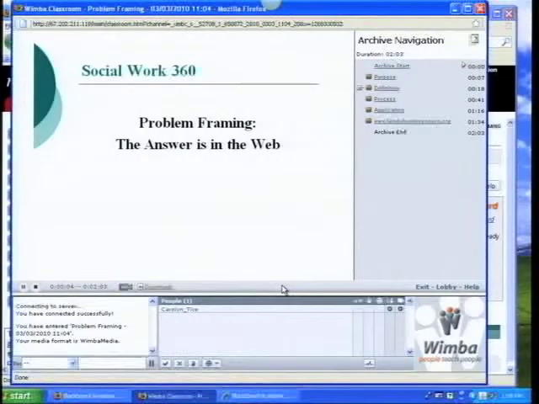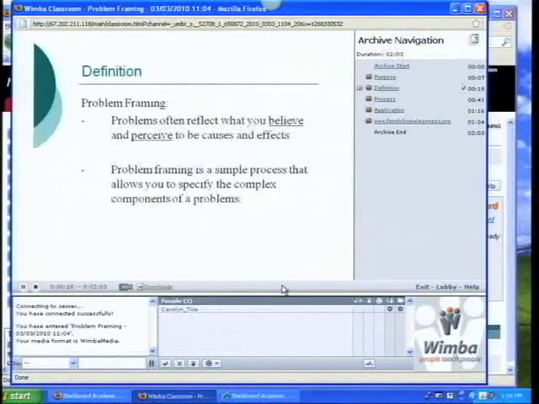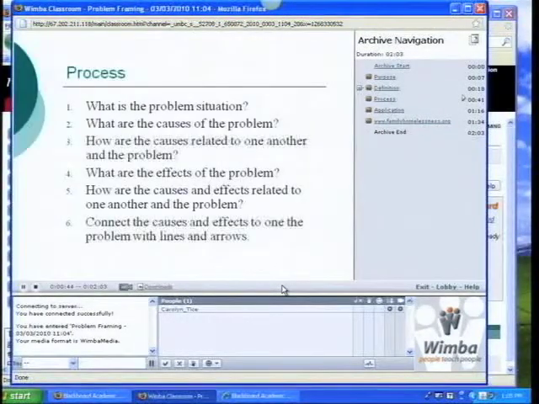Hello, welcome to Problem Framing. The answer is in the web. The purpose of this session is to introduce you to an essential technique involved in problem development and analysis that's critical for social workers to understand. What do I mean by problem framing? Problem framing maps your perceived ideas and beliefs about a particular problem in relation to cause and effect. I think problem framing is a simple process that allows you to unravel particularly complex problems. The process is outlined for you on the following screen.